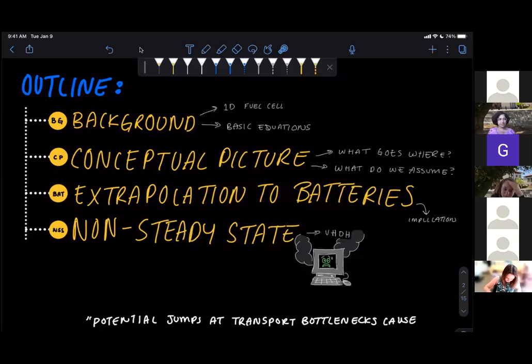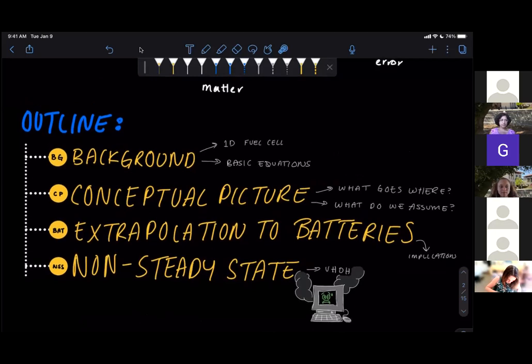Great. So today's outline, first I'm going to start by going through some background. This is very much inspired by the fact that I am TAing this quarter. I'm TAing for one of Will's classes, his undergrad thermo class.